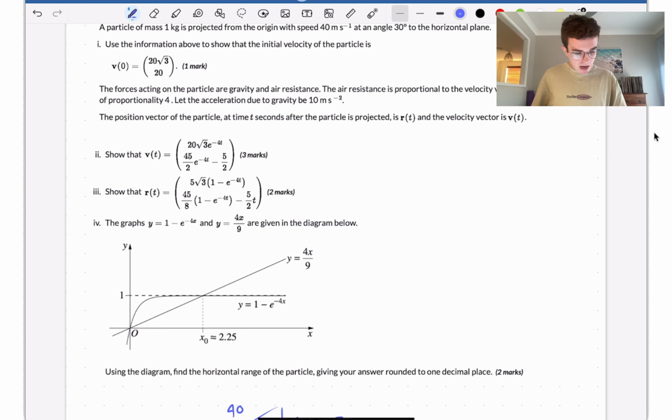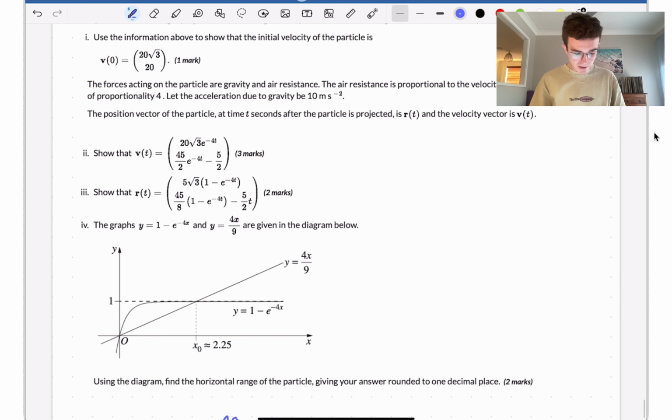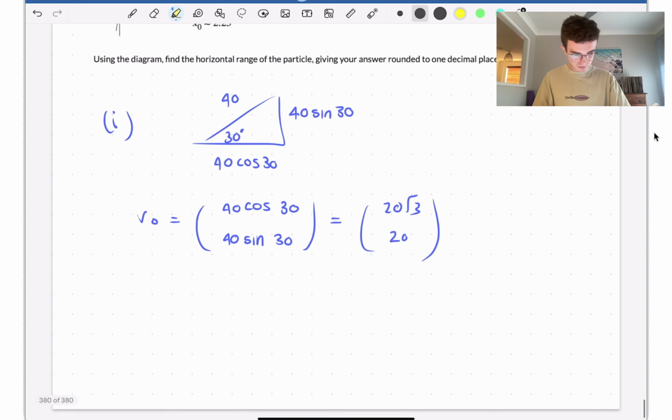Okay, now we've got the forces acting on the particle are gravity and air resistance. Air resistance is proportional to the velocity vector with a constant of proportionality of 4. So in other words, k is 4, and gravity is 10. The position vector of the particle at time t seconds is r of t, and the velocity is v of t. And we have to show that v of t is that.